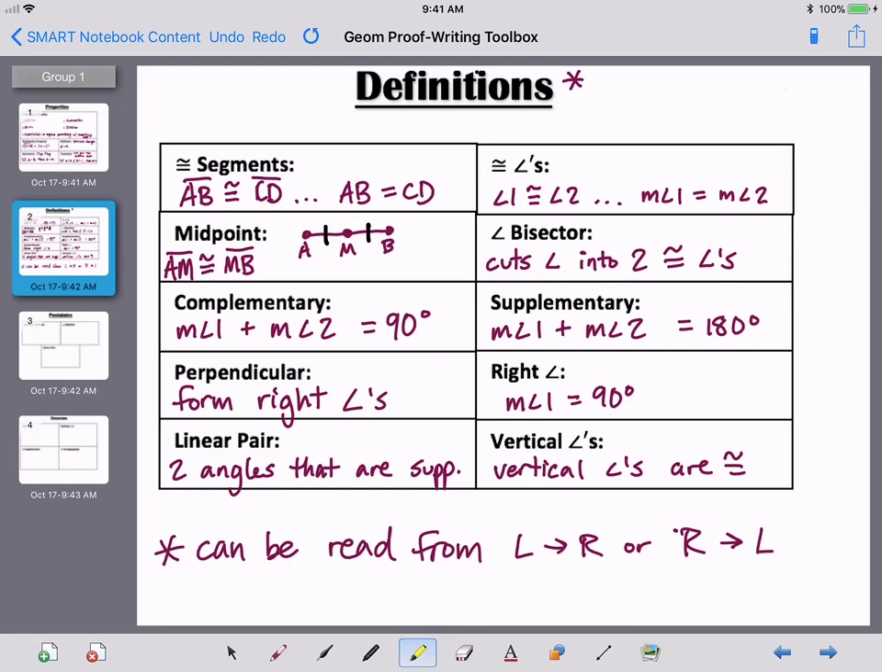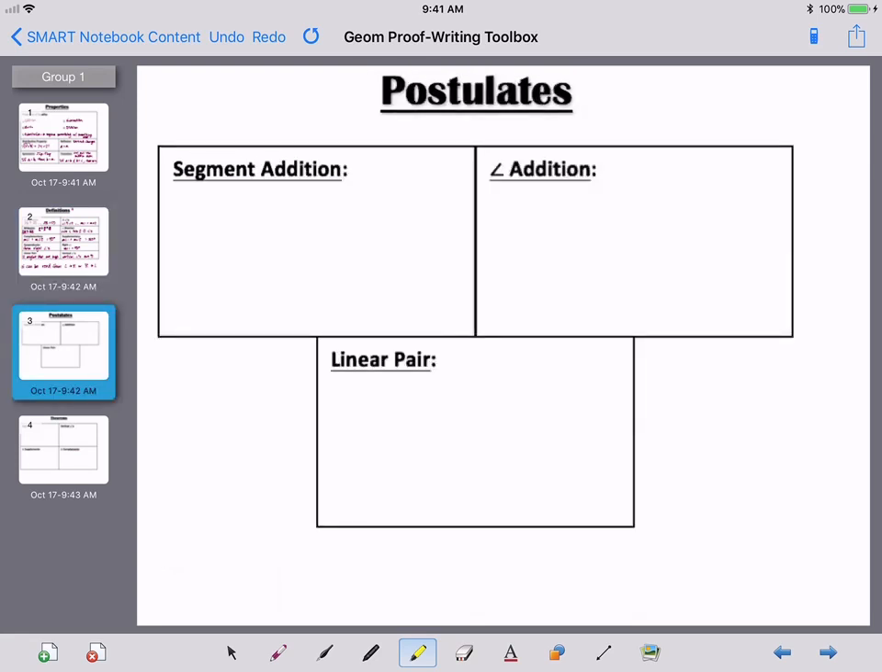All right, and the last thing you're going to see in this short little video here is the postulates that we learned in chapter 1. We're going to draw a little picture for each of these. So for segment addition, draw a segment, put a point somewhere in between those two. And let's say this is A, B, C. Well, segment addition just lets you do this. It tells you that AB plus BC is equal to AC.